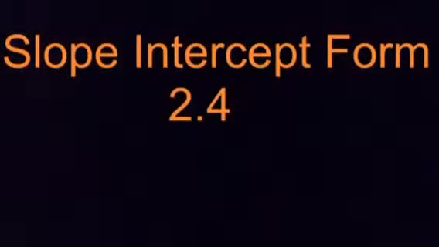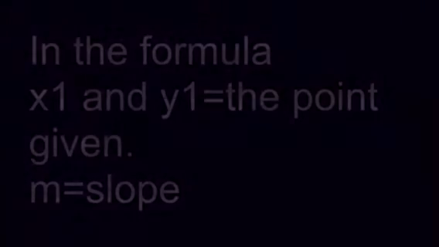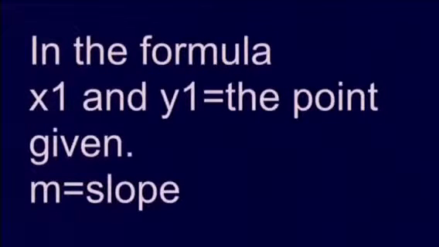Slope-intercept form. Slope-intercept form is best used when you're given the coordinate point and the slope of a line. The formula for this is y minus y1 equals m times x minus x1. In the formula, x1 and y1 are the points given, and m is the slope of the line.